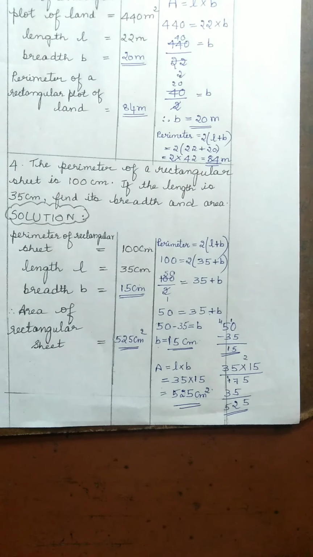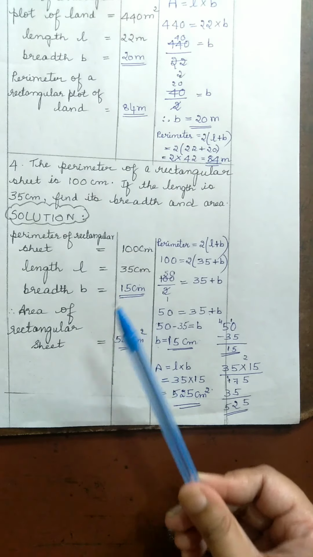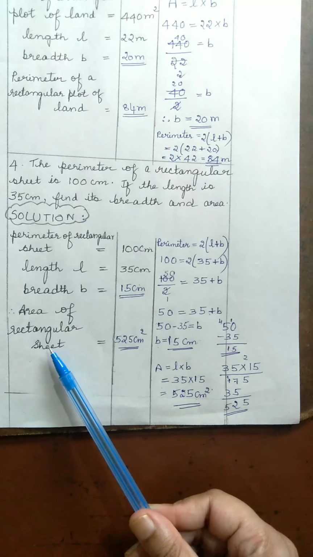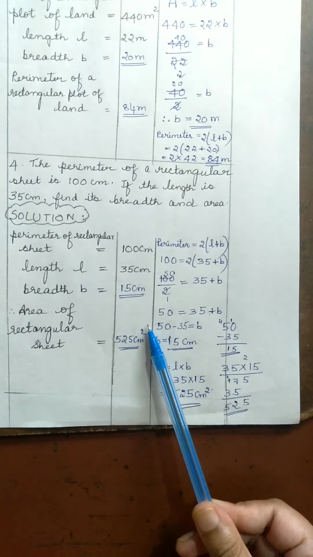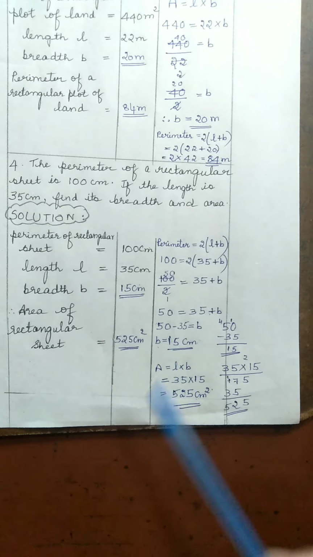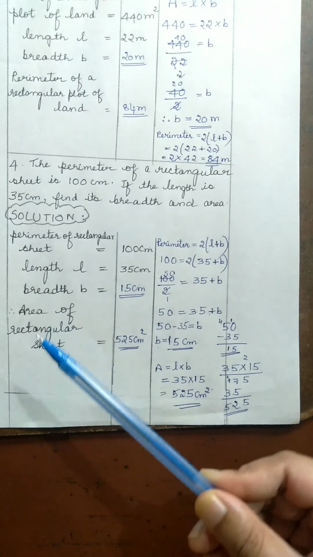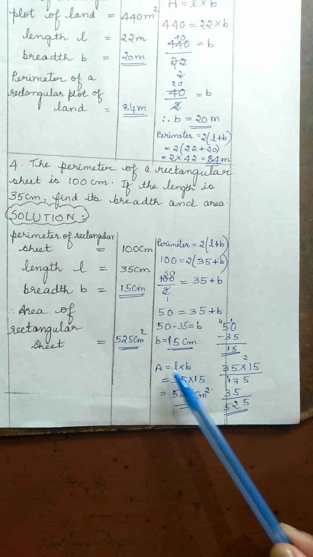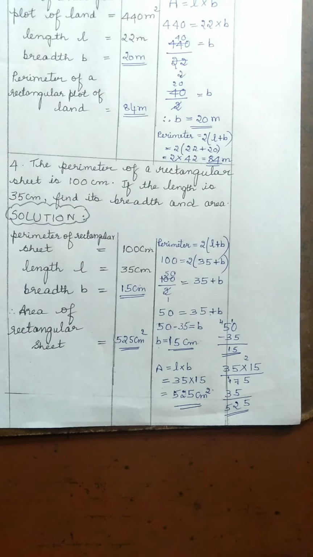So in this fourth problem, children, we got the answer, the value for the breadth will be equal to 15 centimeter, and the area of the rectangular sheet is equal to 525 centimeter square. These are the breadth and area answers, and this is the method. From the perimeter, we have found out the breadth and area by using the formula A equal to L into B. This is the method, and these are the answers.